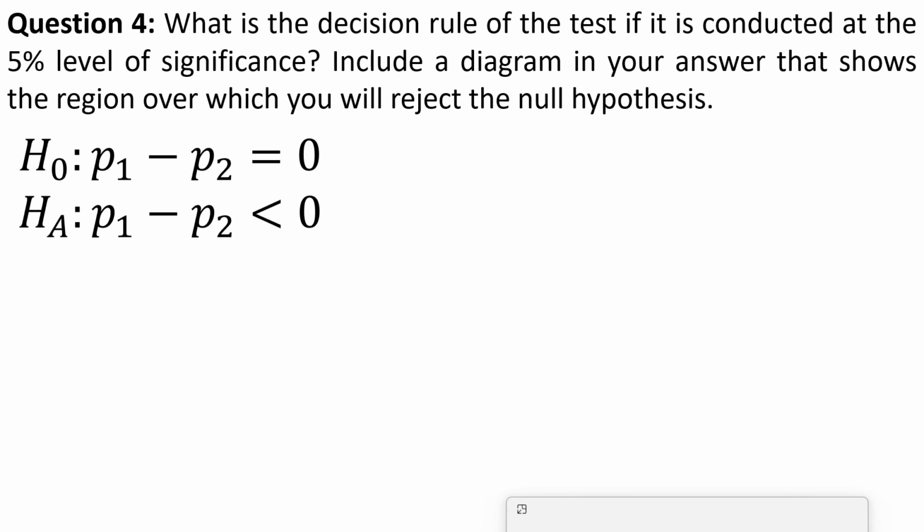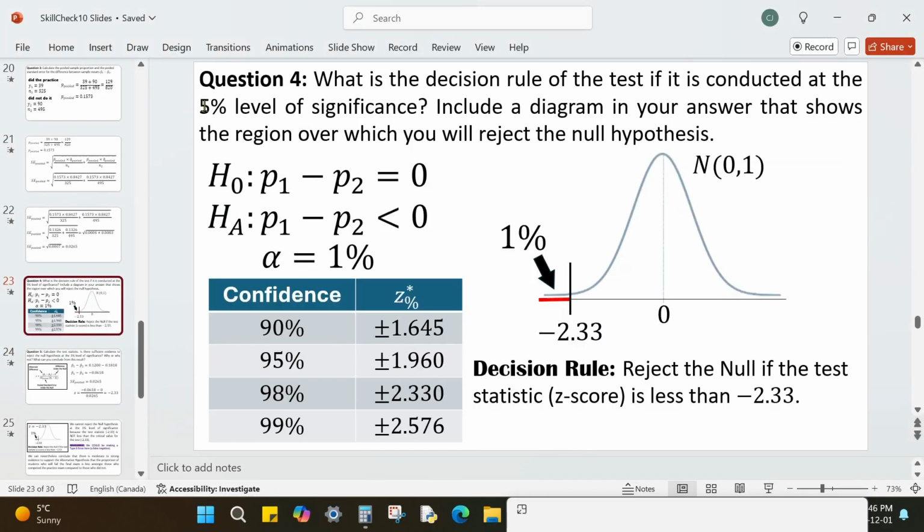So before we calculate our test statistic, we're going to determine what our decision rule is. We're conducting the test at the 1% level of significance. Whoa, I just noticed I have a typo up here. That should have said 1%. Yeah, I'm pretty sure on your assignment sheet it did say 1%.